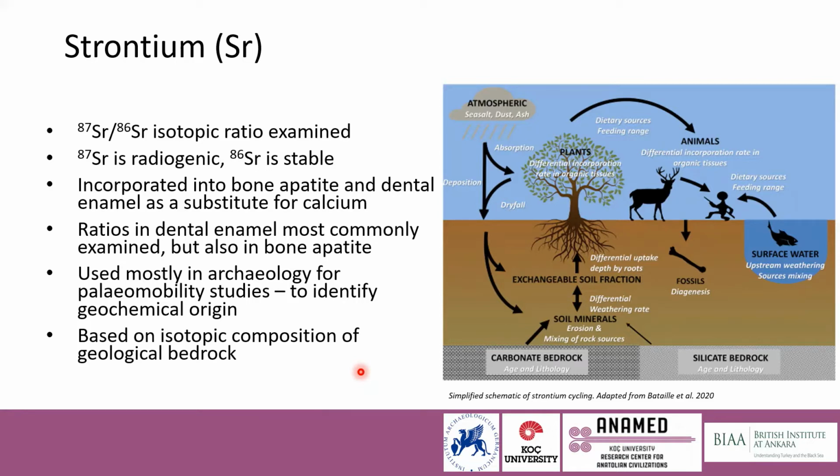Strontium is almost exclusively used for mobility studies. What it does is give you the geochemical origin of what you're sampling. So if the bedrock in one area has a particular strontium isotope ratio signature, but you find a person in an area with a different signature, then you know that person is not local to where you found and sampled them, but came from somewhere else. And if you have a good strontium isoscape mapping, then you can sometimes even identify where this person came from.